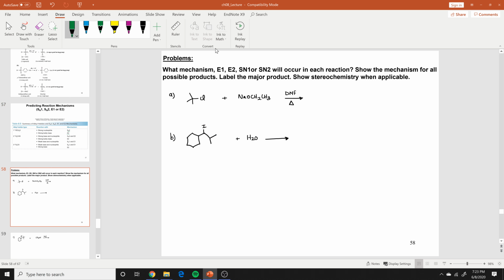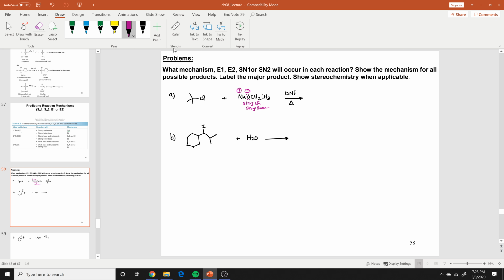What mechanism, E1, E2, SN1, SN2, will occur in each reaction? So let's go ahead and draw the mechanism here. First thing I would look at is my type of nucleophile. This is negative, so it is a strong nucleophile. And it is a strong base. Whenever it's a strong nucleophile, it's a strong base unless it is bulky. If it's bulky, then it's only a strong base.